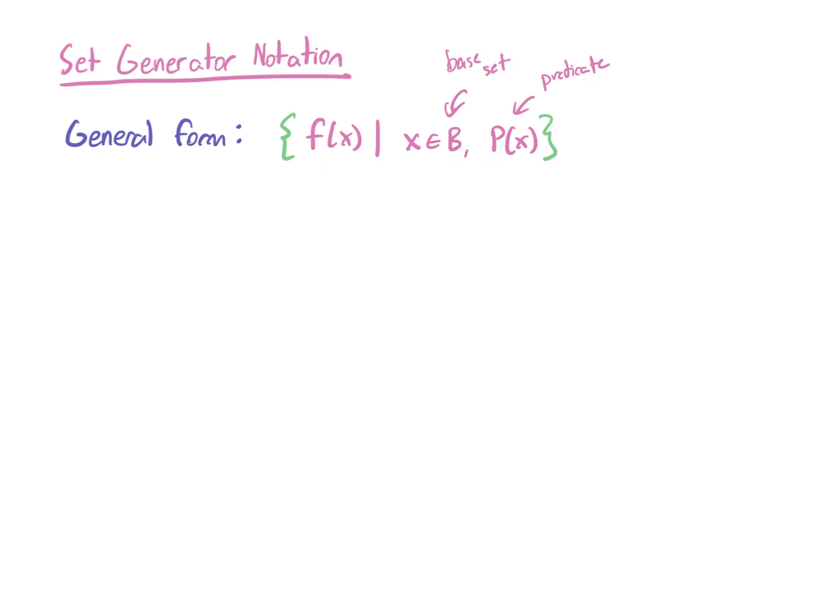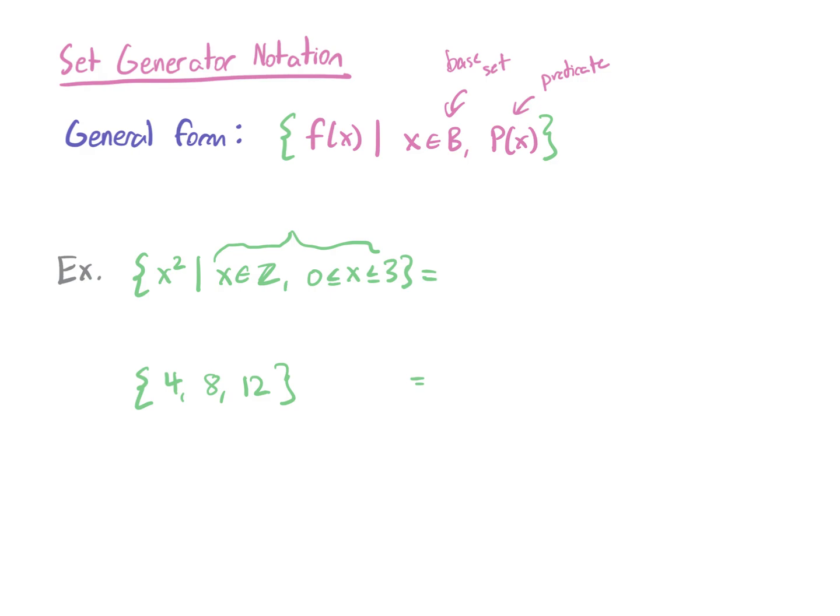So let's dive right into some examples. Here are two sets, and the first one I have written in set generator notation. In order to figure out what this set is, first I'm going to look at the right-hand side and figure out what's in this set. It's the set of all integers with the property that x is between 0 and 3. So that's just the set 0, 1, 2, 3.